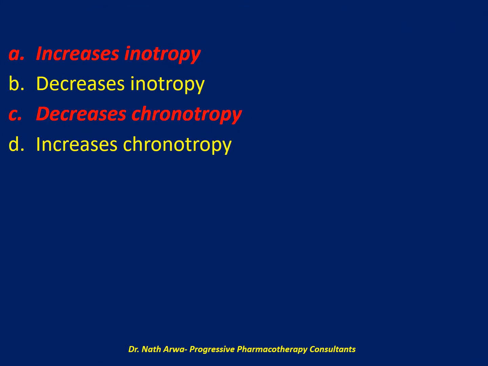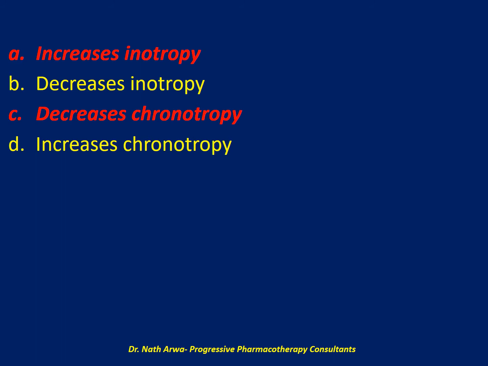Both A and C are correct. It increases inotropy and decreases chronotropy. Now, digoxin causes a greater force of contraction. That is a positive inotropic effect, and it reduces heart rate, which is a negative chronotropic effect. And that is the effect that is responsible for its rate control effect in atrial fibrillation.